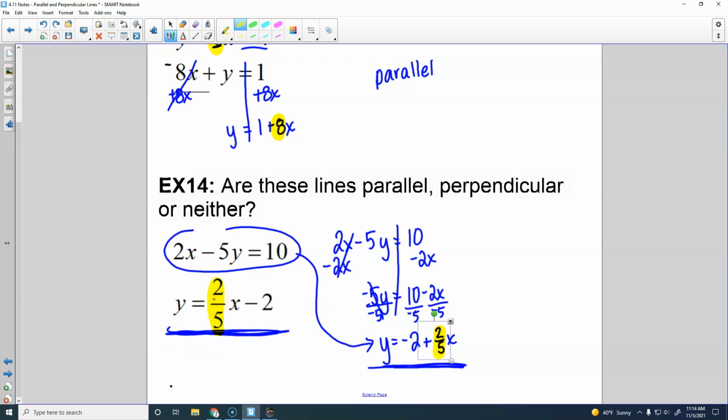So that makes me think parallel because they have the same slope. Are these parallel? No, why not? They also have the same y-intercept. Both of their y-intercepts are negative 2. So this is actually going to be neither because they are the same line. Now, sometimes they're just neither because you have a slope of 1/3 and 3 over 1. They're not opposites, or 1/3 and 2/7. So sometimes they just are nothing. Here, they have the same slope, but they also have the same y-intercepts. This is the same line.